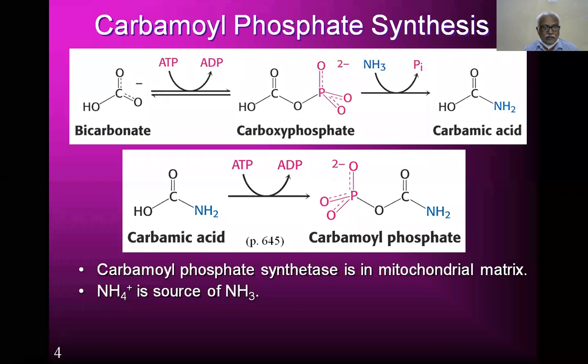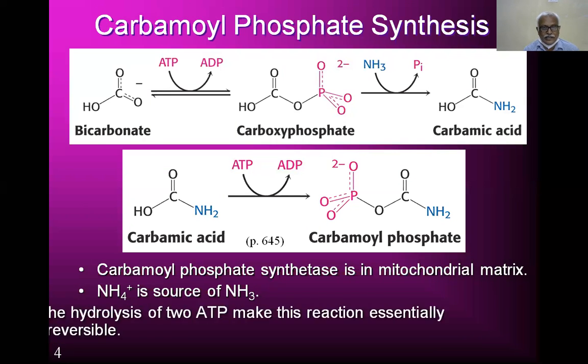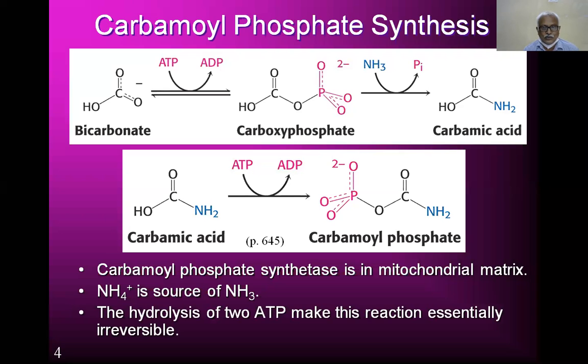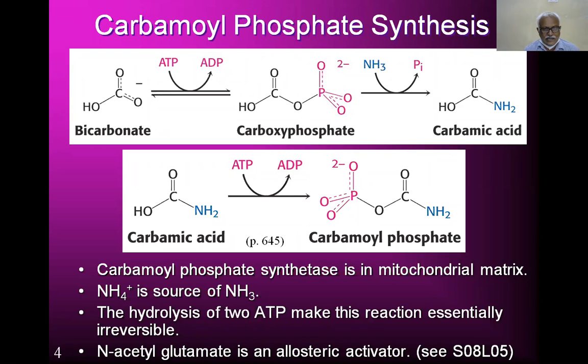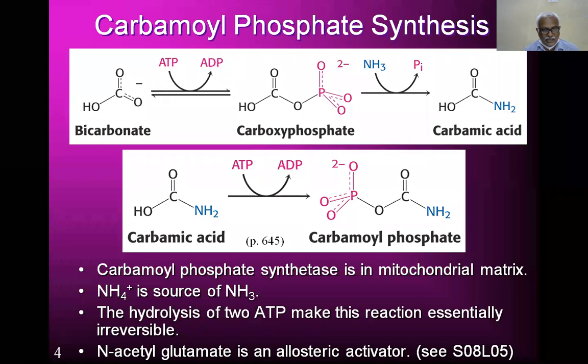So ammonium ion is the source for ammonia. The hydrolysis of 2 ATP makes this reaction essentially irreversible. Even if 2 ATP are lost, it's cost effective, doesn't matter. So N-acetyl glutamate is an allosteric activator. N-acetyl glutamate is available as a Nefrosave tablet in the market. Of course, it's costly, 17 rupees for one tablet.